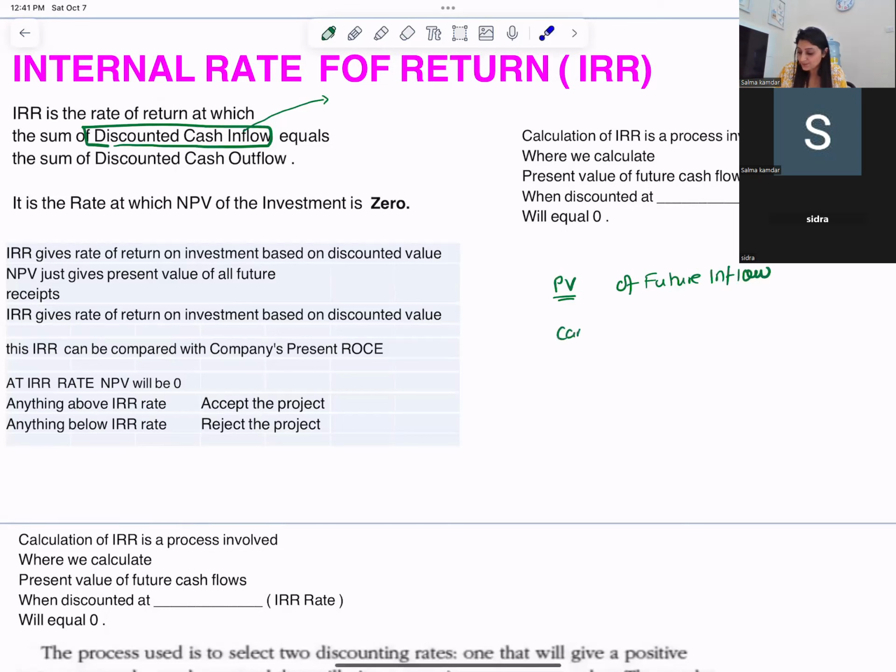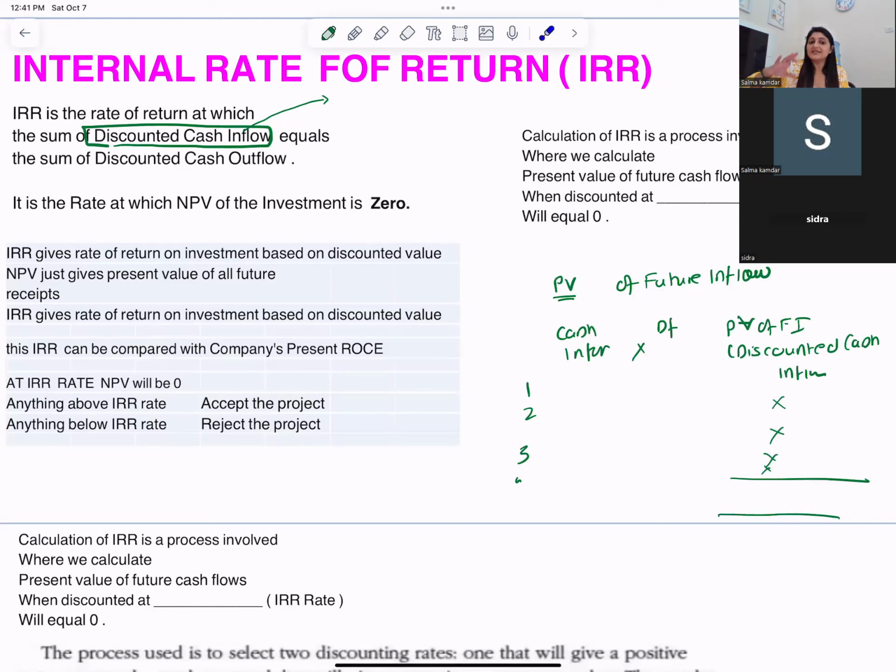You have your cash inflow for year one, two, three, four. You multiply it with the discount factor and you get the present value of future inflow, or your discounted cash inflow. So IRR is that rate of return where the sum of the discounted cash inflow, for years one, two, three, four, is equal to your discounted cash outflow. It is that rate of return where your NPV, your net present value, is zero.